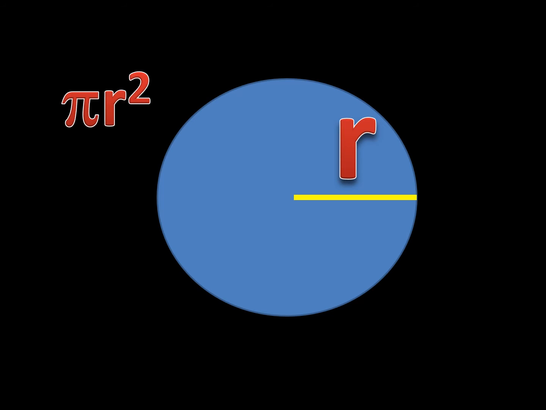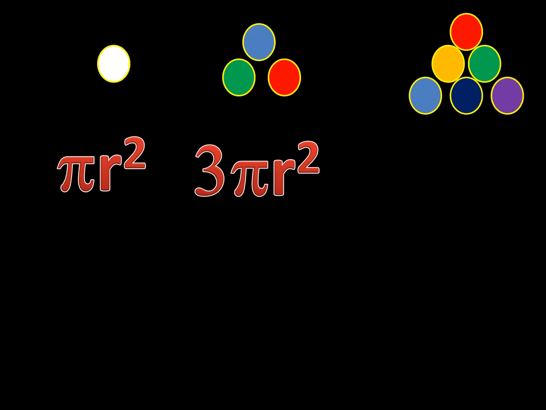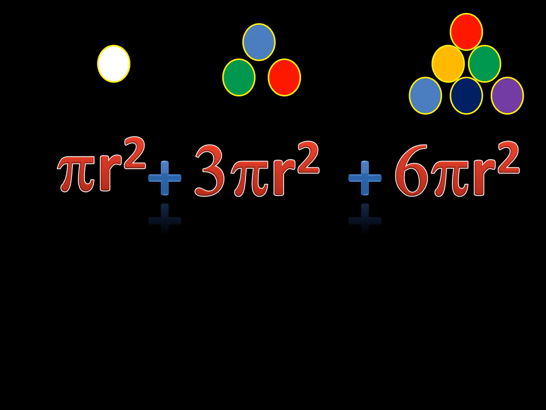This is a circle, and the line is the radius. R stands for the length of the radius. To find the area of a circle, you take its radius, square it, and then multiply by pi. In other words, the famous pi r squared. The area of this small circle is also pi r squared. The area of 3 circles is 3 pi r squared, and the area of 6 circles is 6 pi r squared. You could put a 1 in front of this pi r squared, but anyone can see that this is 1 pi r squared, so why bother? Now, 1 plus 3 plus 6 is 10 pi r squared.